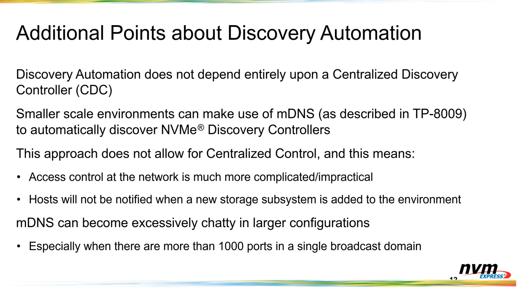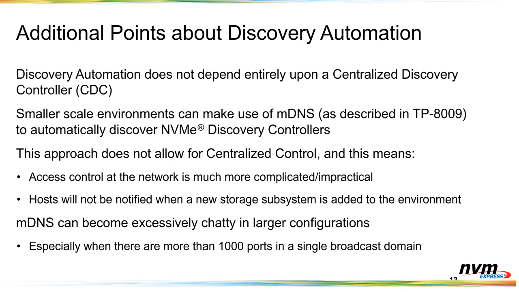The mDNS can become excessively chatty in larger configurations, especially when there's more than 1,000 ports in a single broadcast domain. So it's good to keep that to just the subsystems talking to the centralized discovery controller. This is designed so that if you're in an environment where you don't want to use mDNS, you can use standard DNS, and you can have your DNS server report information about the discovery controllers.